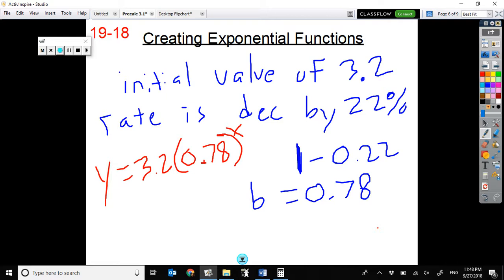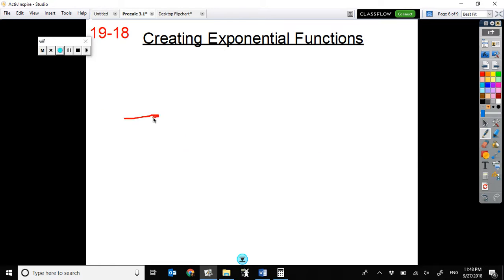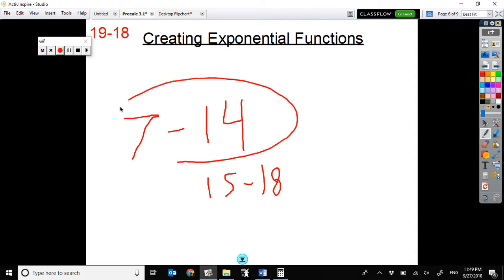Alright, now go ahead and try numbers 7 through 14. So don't do 15 through 18 yet. Hold off on those. Just do 7 through 14 right now. The next video, the part 2 video, will tell you how to do these problems.